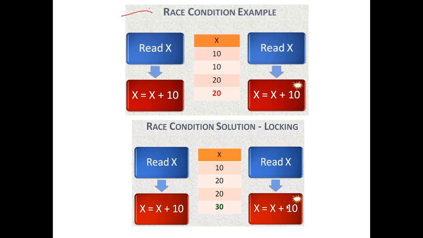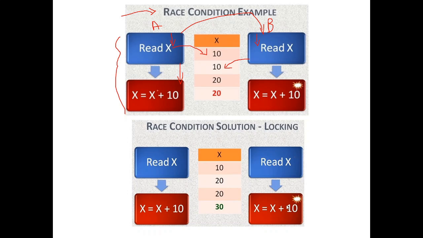Let us see an example of a race condition. There are two processes, process A and process B. First, process A has to execute this code and only then process B has to execute. After process A reads the value of X, only then can process B read the value of X. So first process A reads the value of X, that is 10. Then process A is going to increment the value of X. But before incrementing, in between, B interrupts and reads the value of X, that is 10.